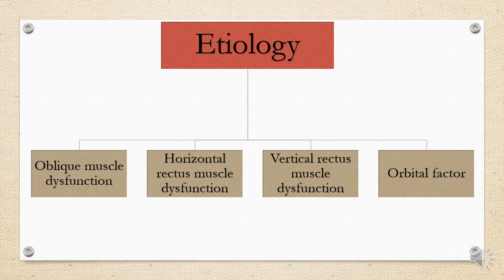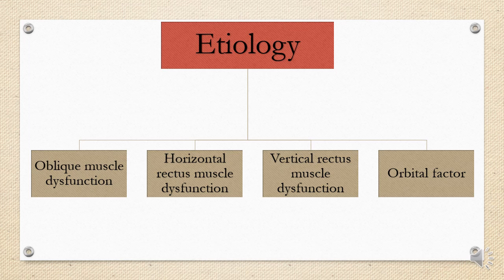Whereas when we say vertical rectus dysfunction, however this concept was not very popular. Your vertical recti, the inferior and superior rectus, whenever they have any overaction or underaction, that could also lead to an AV pattern, but no conclusive point has been discussed in the literature about which muscle exactly causes which type.